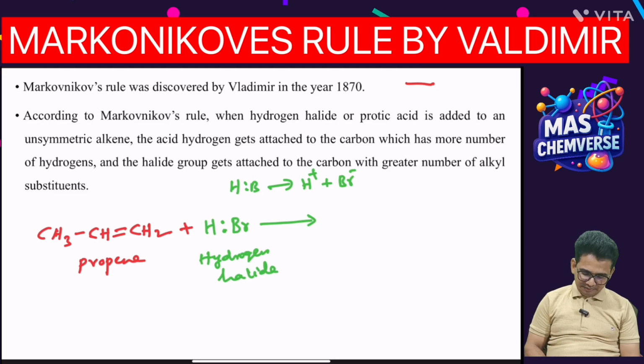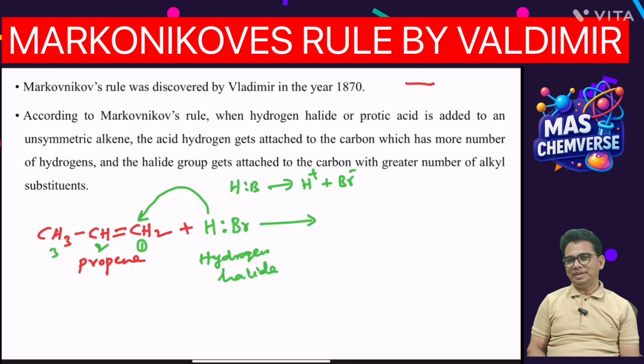Now, which one has more hydrogens? I can call this the first carbon, this the second carbon, this the third carbon. Doubly bonded carbon means 1 and 2. Between 1 and 2, carbon number 1 has more hydrogens: it has 2, but carbon 2 has only 1 hydrogen. It means this hydrogen goes to the doubly bonded carbon which has more hydrogens. I hope you understood this.